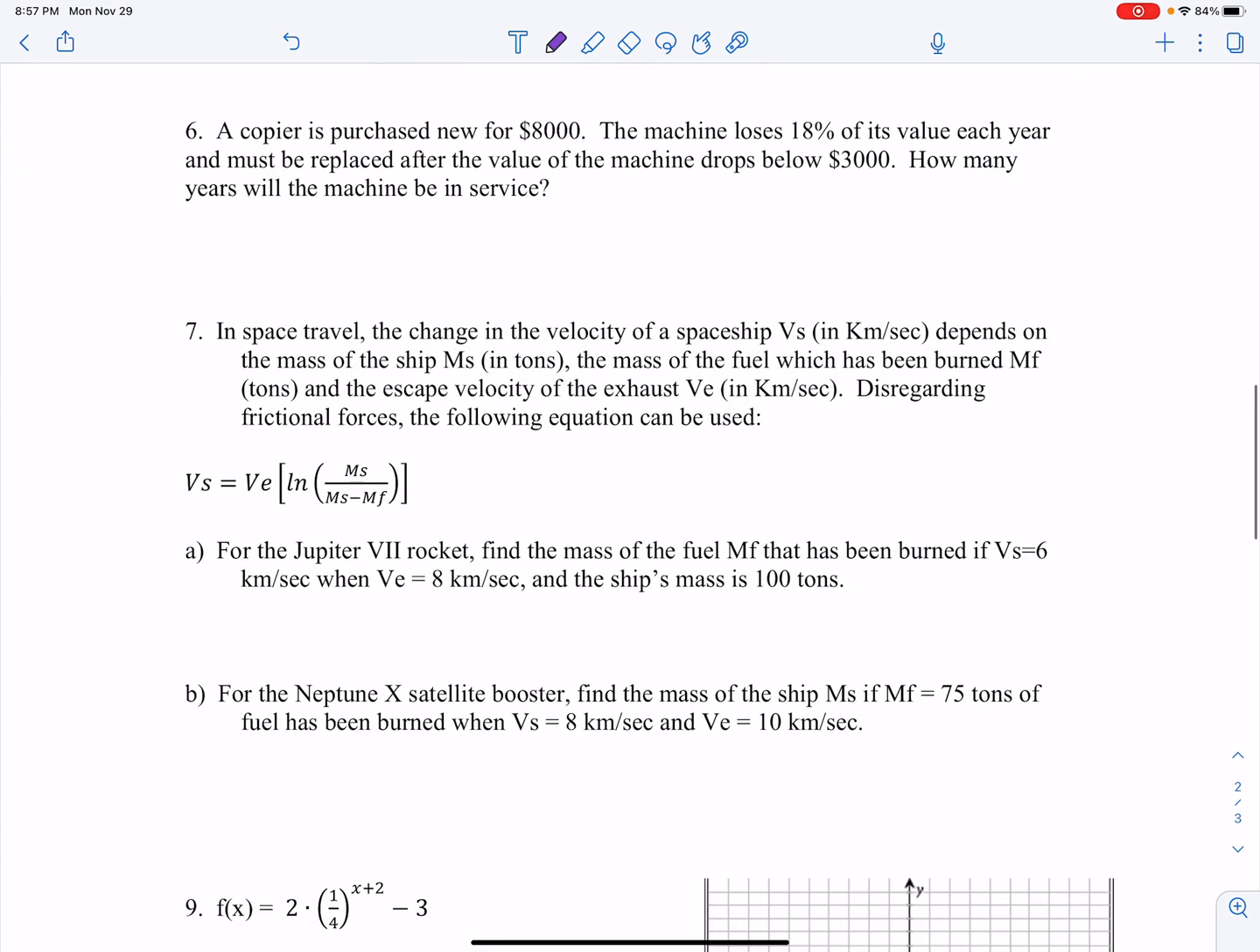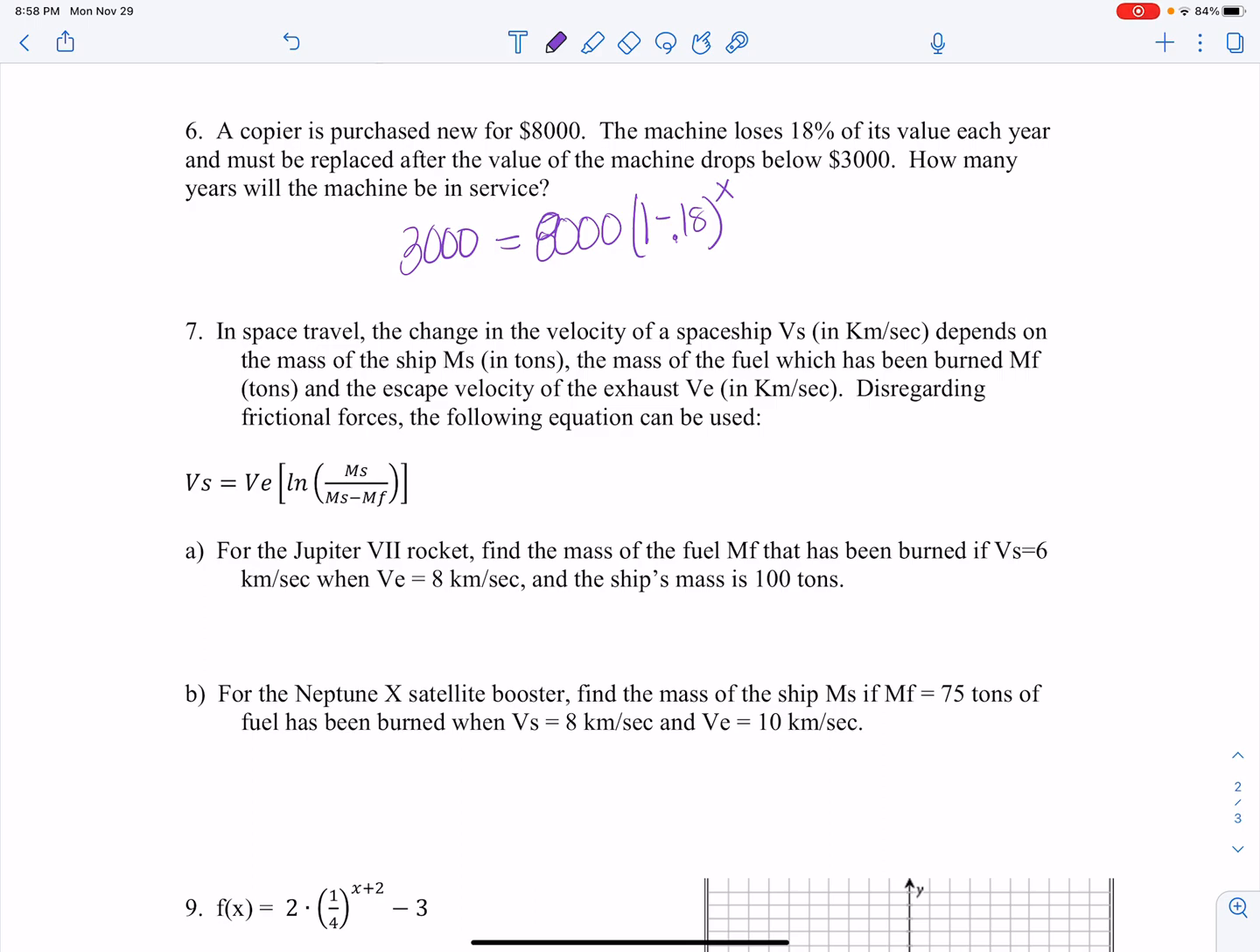So on number 6, a copier is purchased for $8,000. The machine loses 18% each year and is replaced after it drops below 3,000. How many years will it be in service? Well, it starts at 8,000 and it's losing 18% over the course of some years. Well, I want to know when it gets to 3,000. So I'm going to use my phone calculator, and hopefully it's doing it right. So I'm going to do 3,000 divided by 8,000.